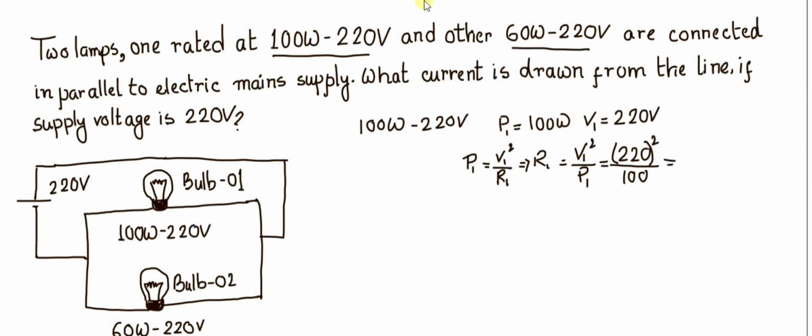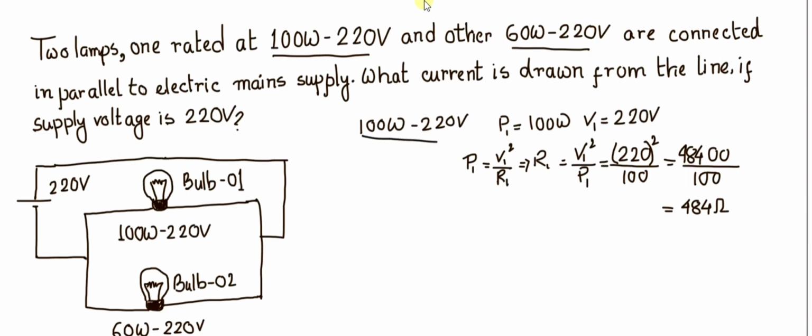Two zeros are already here, 100 is already here, and 22 into 22 if you calculate this, it will become 484. So it simply becomes 484 ohm. Now I can replace this bulb by a 484 ohm resistance, if I want to find the current.